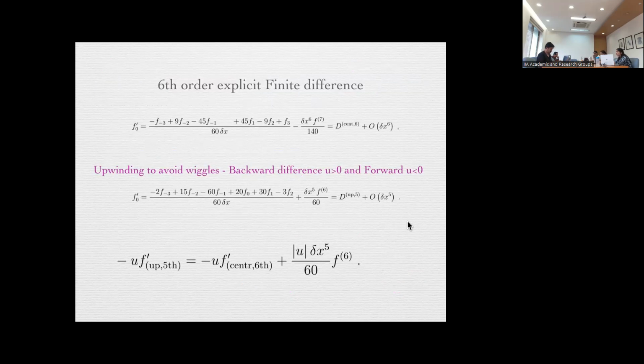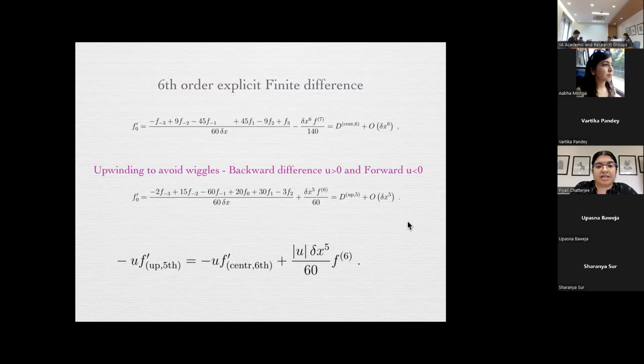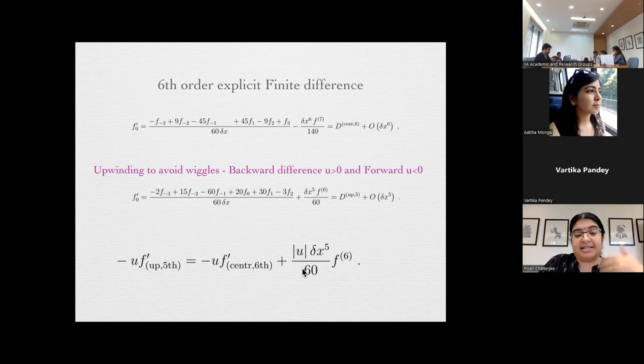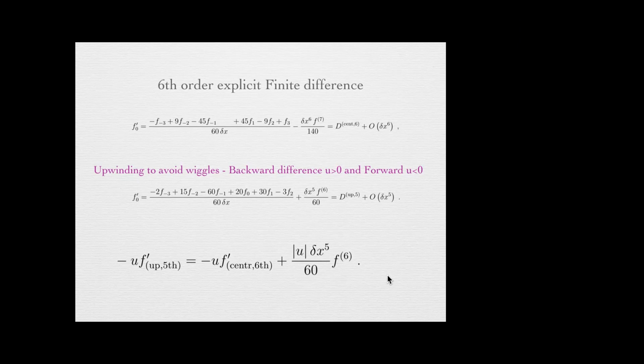No questions. Okay. So basically, again, this is the sixth order finite difference. And then we also have upwinding to avoid wiggles. This also Naveen has explained in his lecture. So basically, when you do upwinding, it is like adding a hyperdiffusion term like del to the 6 to your central differencing scheme.